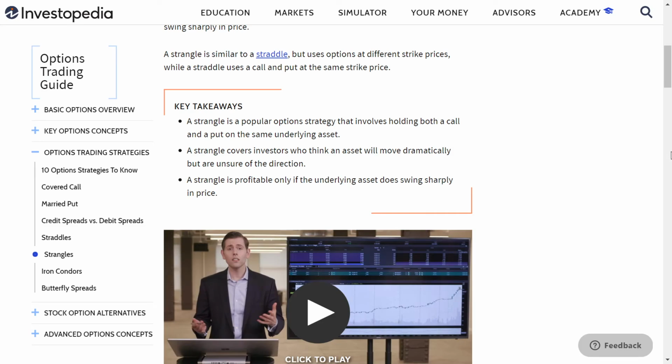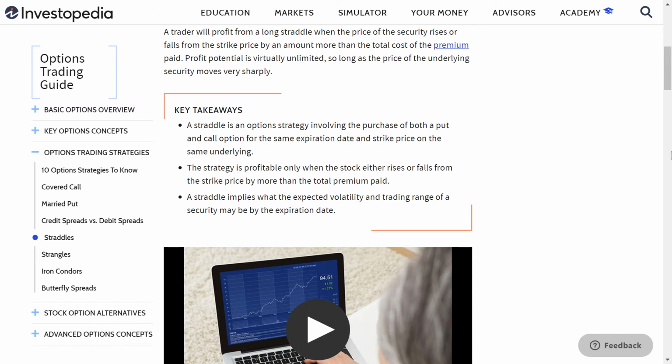Strangle is a popular option strategy, which I just mentioned a second ago. A strangle is profitable only if the underlying asset does swing sharply. So if you have a big swing in either direction, you can profit off of that. Straddle is an option strategy involving the purchase of both a put and a call with the same expiration on the same underlying. It is profitable only when the stock either rises or falls from the strike price by more than the total premium paid. So strangle and straddle are kind of similar. Straddle's probably a little bit safer, but you'll probably make less, whereas with a strangle, if you're expecting a big sharp move, you'll potentially make more.